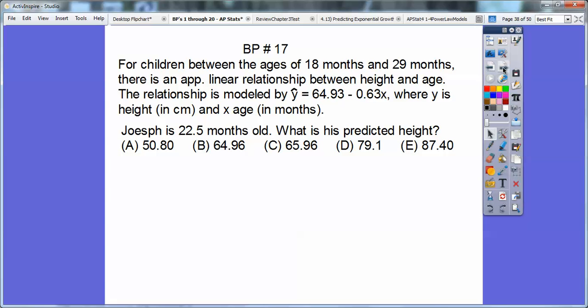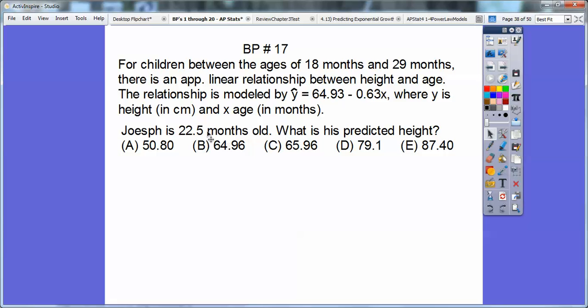Okay, so for children between the ages of 18 months and 29 months, there is an approximate linear relationship between height and age. So the relationship is modeled by, this is called the least squares regression line right here. We'll have lessons on this. It is modeled by this, where y is the height and x is the age. Joseph is 22.5 months old. That's the age, that's x. So what's his predicted height?